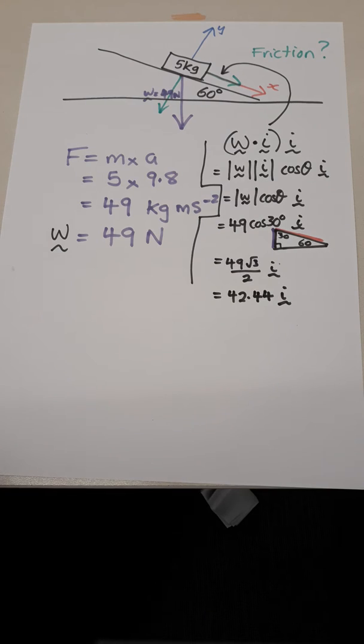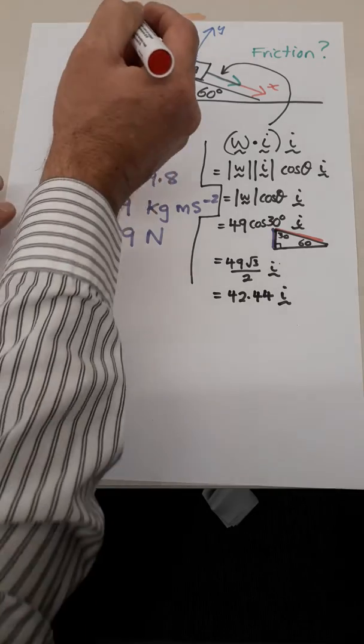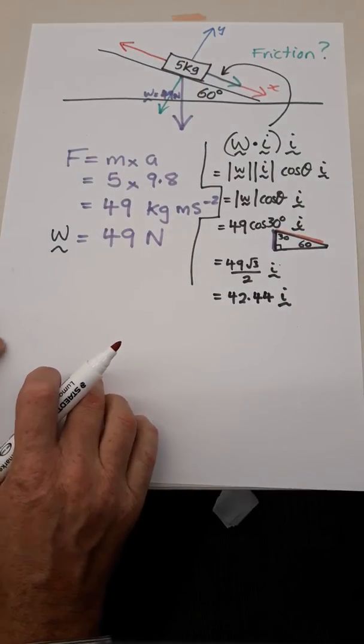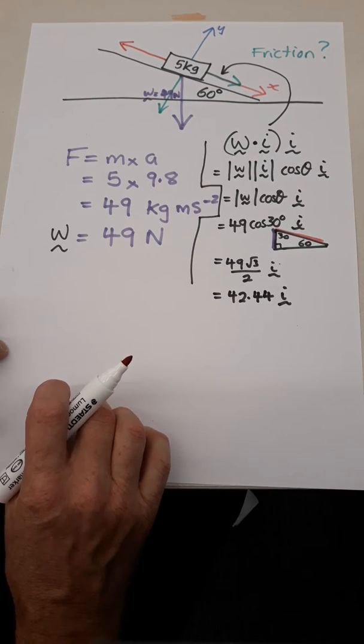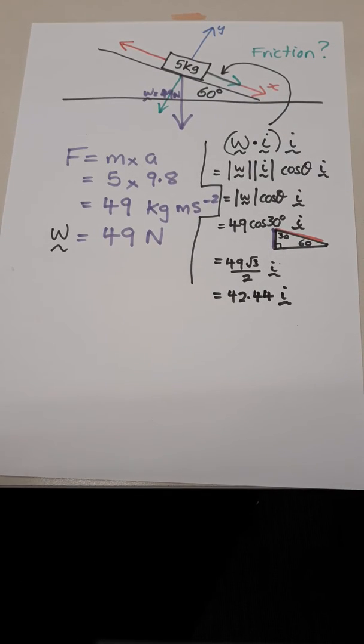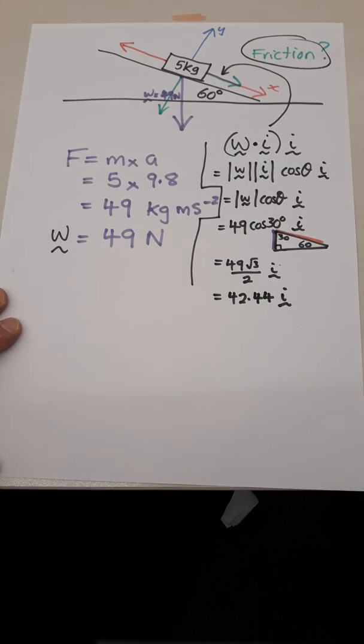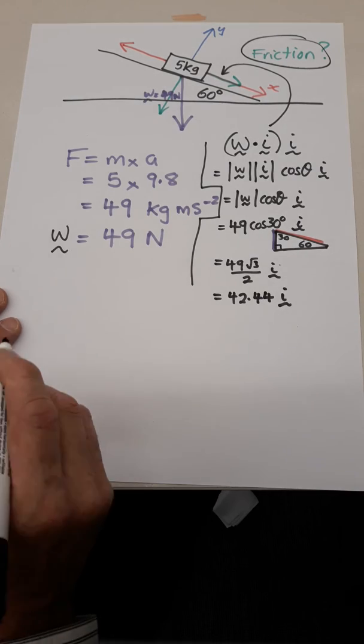So the force of friction is acting back up the plane. The force of friction is acting exactly opposite to the force we just found, to the vector we just found. Which means the answer is, what's the force of friction acting on that 5 kilogram block that's not moving, it's sitting on an inclined plane at 60 degrees to the horizontal?